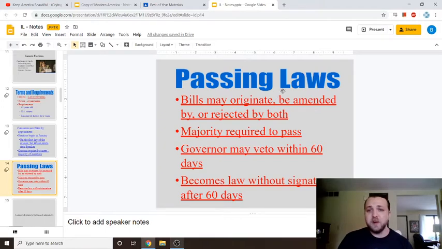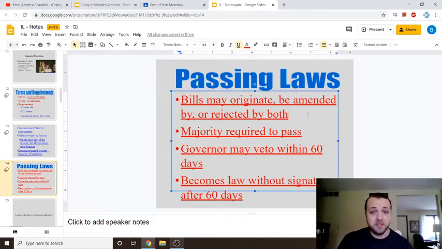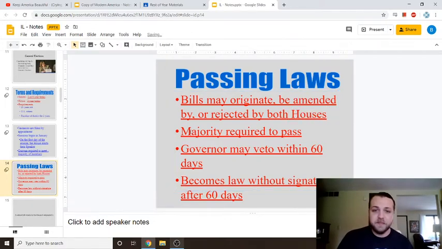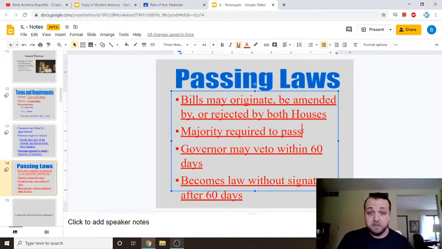Passing laws. Bills may originate in, be amended by, or be rejected by both houses. The majority required, so to vote on a bill, just a majority vote does it. So if they want to pass a bill, more than half the senators and House members have to like it.